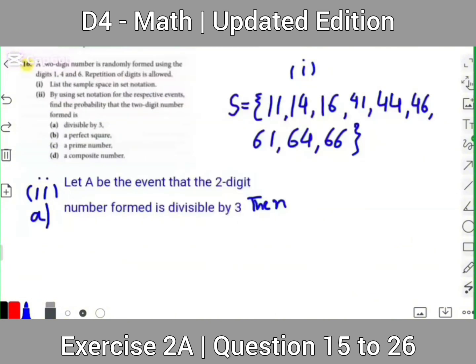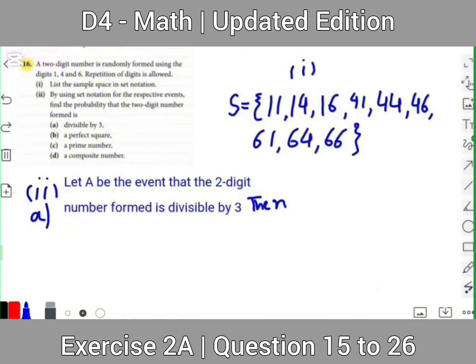Now in question 16, a two-digit number is randomly formed using the digits 1, 4, and 6. Repetition of digits is allowed. In part 1, we have to list the sample space in set notation. So S is equal to: with the help of 1, we can write 11. With 1 and 4, we can write 14. Similarly, 16. Now with 4, 1, we have 41. With 4, 4, we have 44. With 4, 6, we have 46. Similarly, 61, 64, and 66.